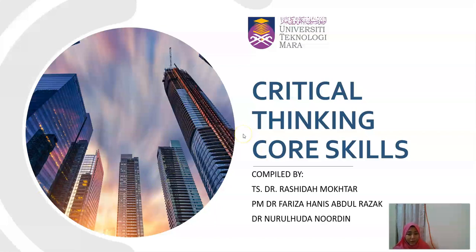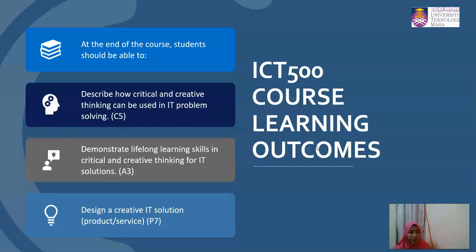So before we go further, let us look at the ICT 500 course learning outcomes. At the end of this course, students, you should be able to describe how critical and creative thinking can be used in IT problem solving. Number 2, you should be able to demonstrate the lifelong learning skills in critical and creative thinking for information technology solutions. And number 3, you can design a creative IT solution, which is you produce a product or services using information technology.